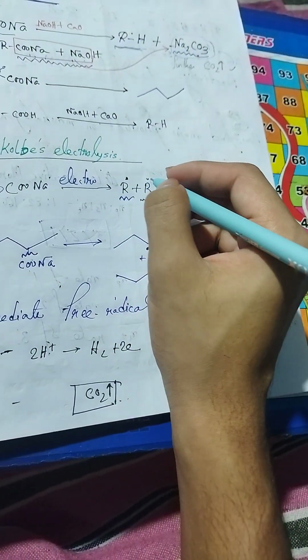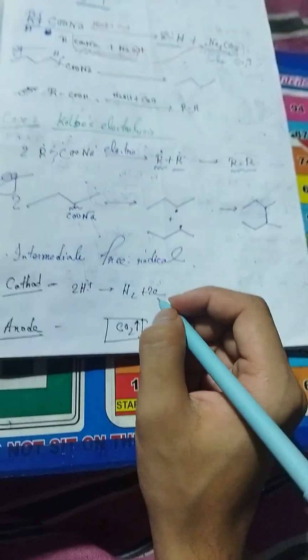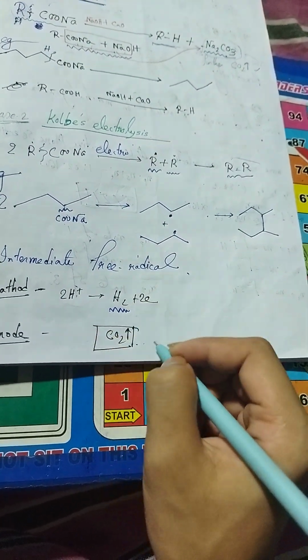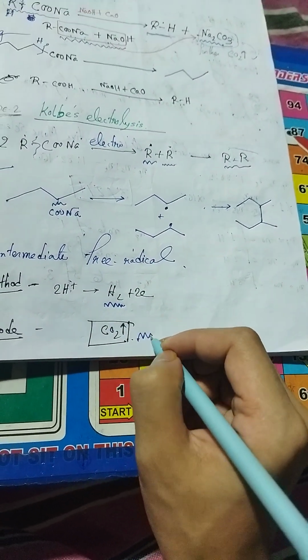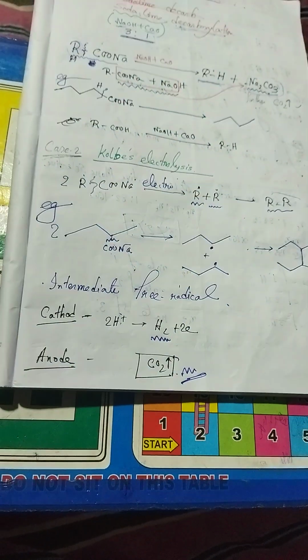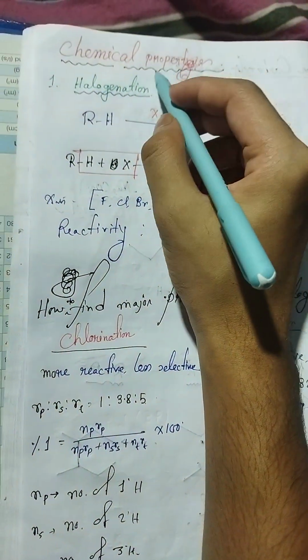This intermediate is a free radical. At the cathode, hydrogen gas is evolved and at the anode CO2 gas is evolved. Now talk about chemical properties.